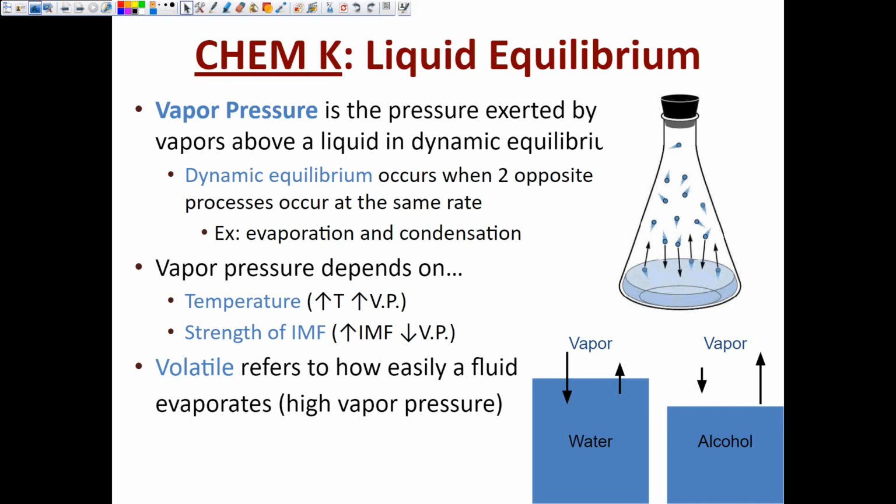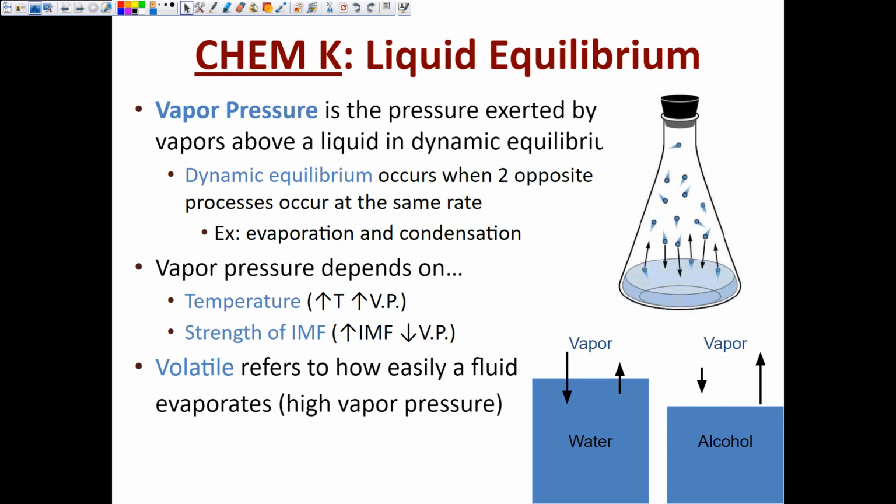Okay, so vapor pressure is the pressure exerted by vapors above a liquid in dynamic equilibrium. Well, what is dynamic equilibrium? We know equilibrium, if we look at the prefix, means being the same, and it occurs when two opposite processes occur at the same rate. So we're talking here about evaporation and condensation when we look at these vapor pressure graphs.